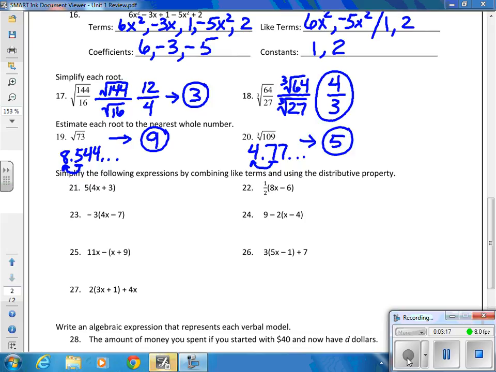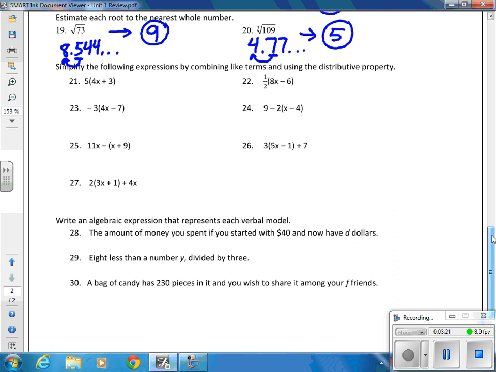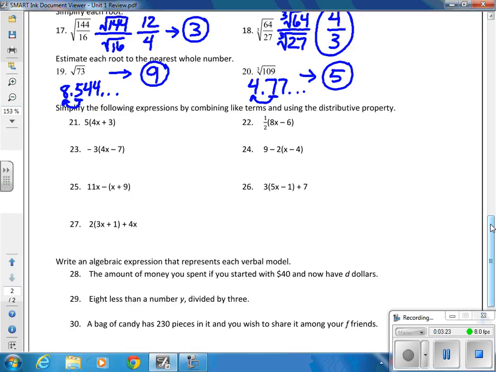Right, when we get to the next section, this is the section I warned you guys about in class that's either going to make you or break you. So hopefully you were paying attention to everything that we did. Right? This is your distributing and your combining like terms section. For number 21, you're going to distribute the 5 to everybody. 5 times 4x is 20x, and 5 times positive 3 is plus 15.